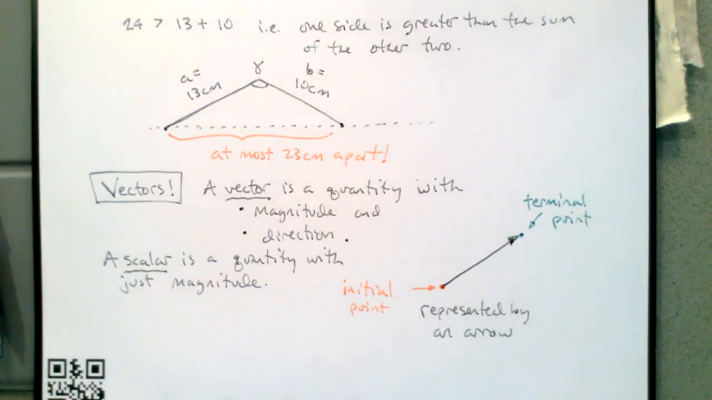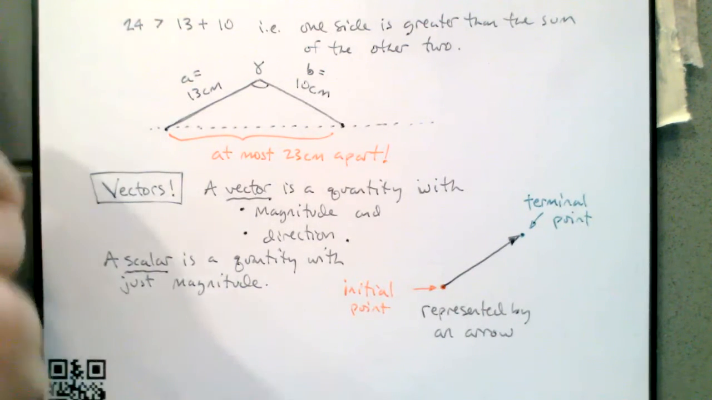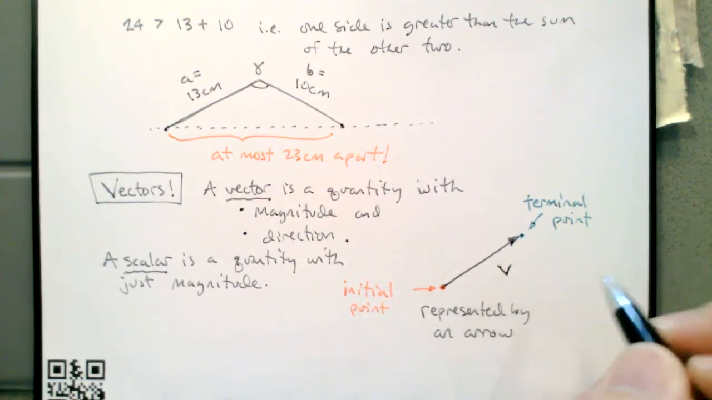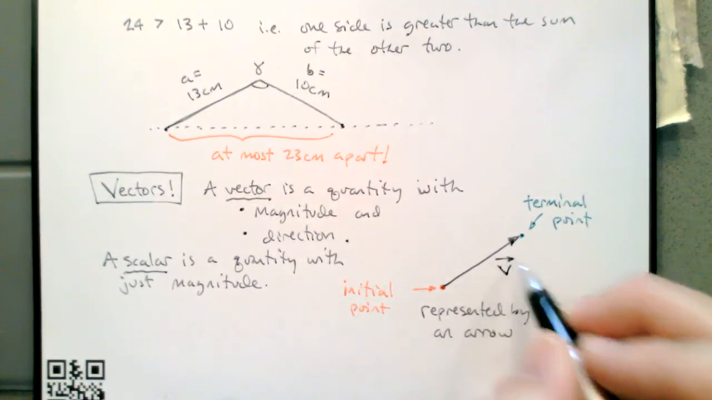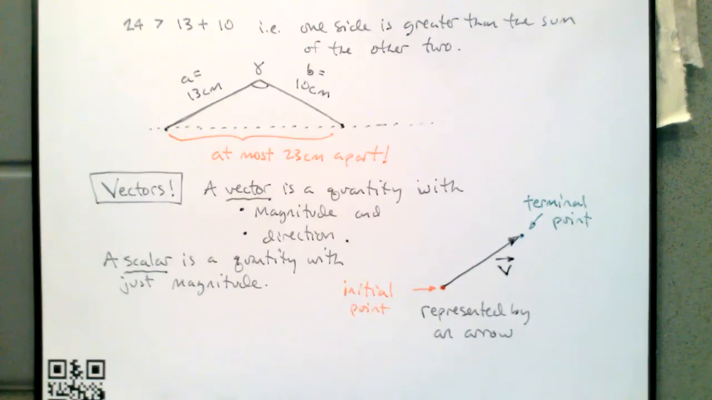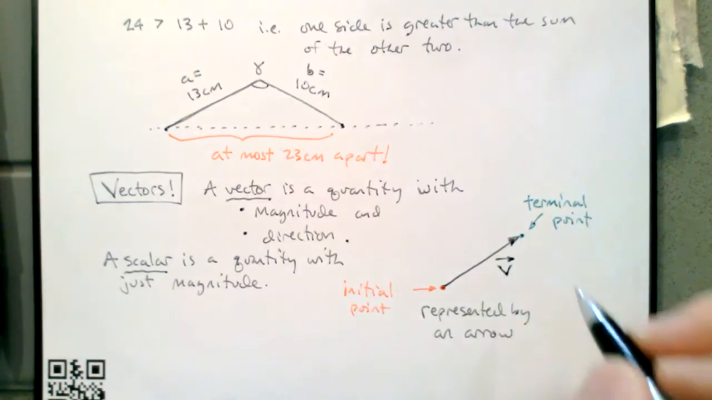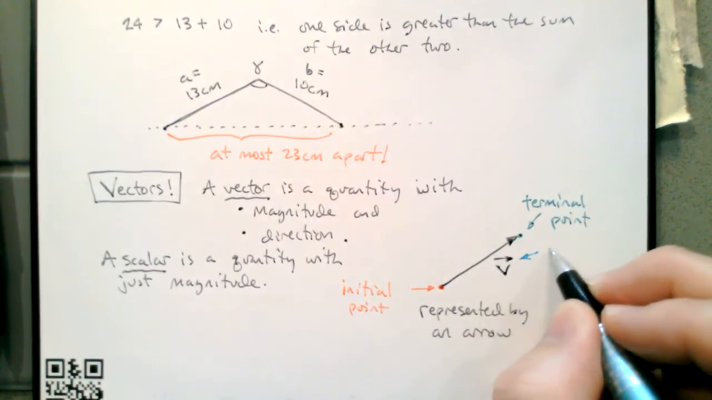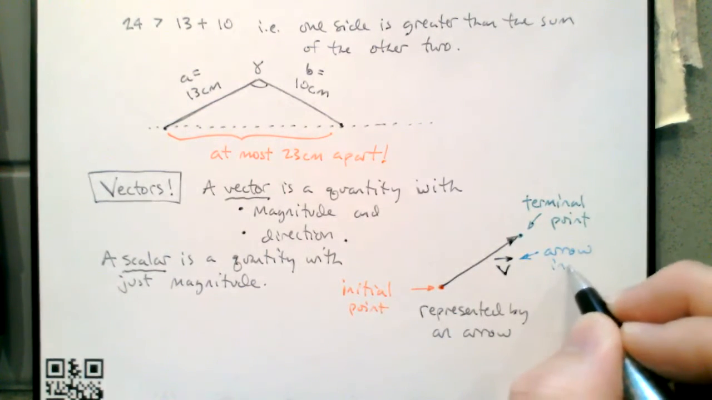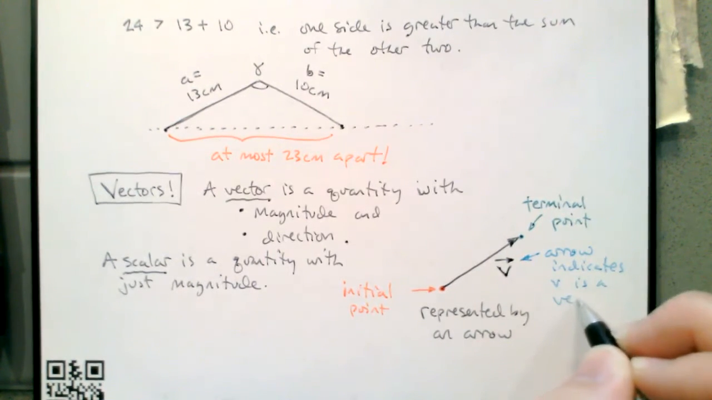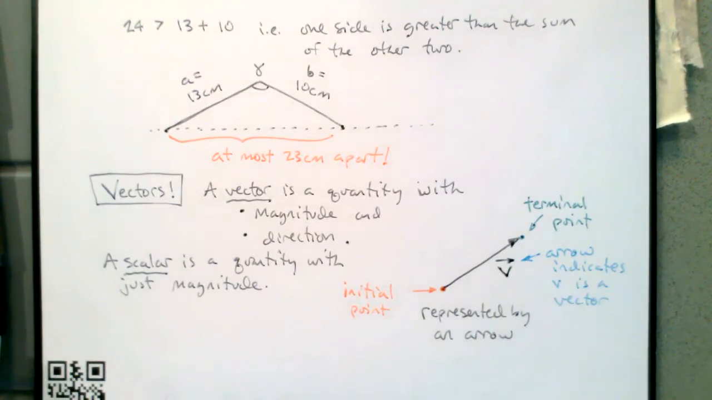To differentiate vector names from scalar names, when we're writing, I'll call this vector, say, v. And if I'm writing, I'll put an arrow over the top of it. An arrow over the top of it is how we will name a vector. So put an arrow above a letter to make it a vector. The arrow above the v indicates that v is a vector.